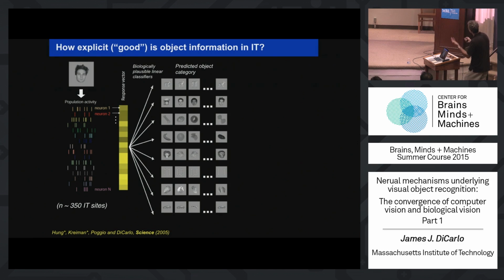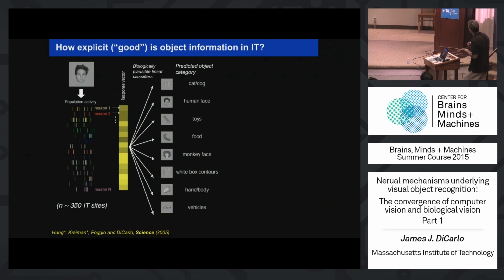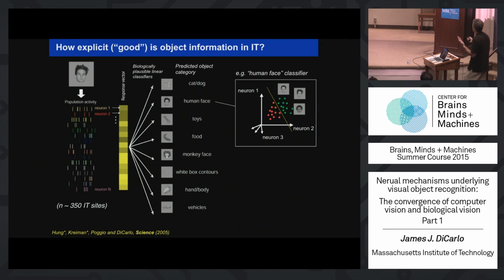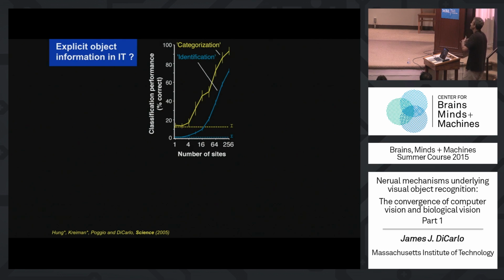We had already pre-divided the images into different categories, as shown here. Again, we just asked how well you could separate faces versus non-faces, toys versus non-toys, and so on. These are old slides, but you get the idea: you don't need that many sites to already get to very high levels of performance on both categorization and identification.